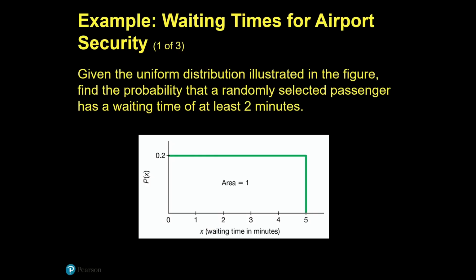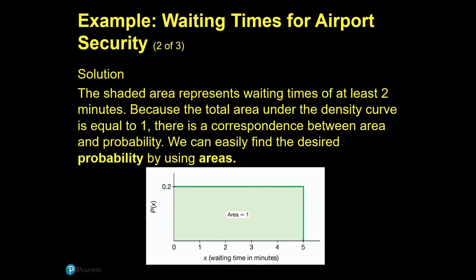So let's go ahead and return to the slides while I erase this. So the shaded area represents waiting times of at least 2 minutes. Because the total area under the density curve is equal to 1, there is a correspondence between area and probability. We can easily find the desired probability by using areas. Okay? Well, they say easily. I mean, obviously, it's easy once you practice them, but they make it sound like it's easy in general. But when you are dealing with rectangles, it's not too bad.